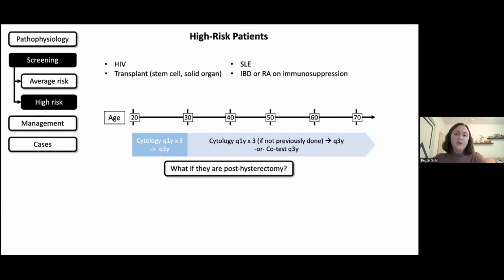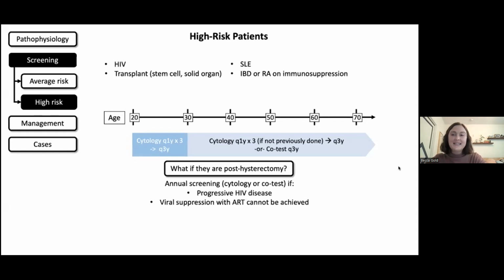So similar to the general population, the CDC suggests that when folks undergo a total hysterectomy for a benign cause and they have no history of a high-grade CIN lesion, there's no need to continue screening. However, if they do have a history of CIN2+, they do recommend annual vaginal cuff pap testing. And then I added a little bit of information here too. This comes from UpToDate. It's not the CDC guideline, but UpToDate put in their article that it's their clinical practice in folks with HIV, if they develop progressive HIV or if they're unable to obtain viral suppression while on therapy, then they also recommend continuing pap screening annually with cytology or co-test.